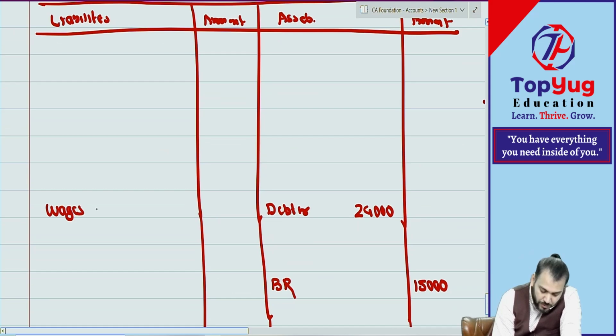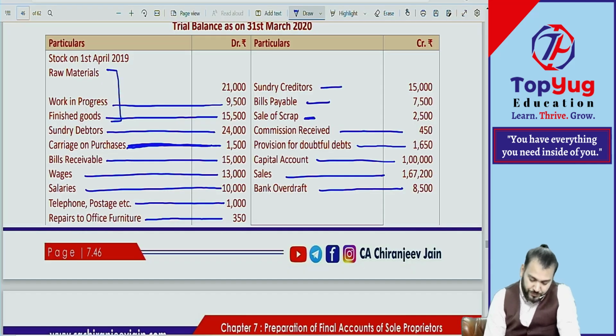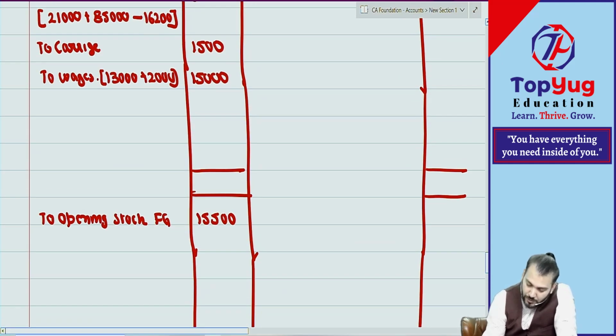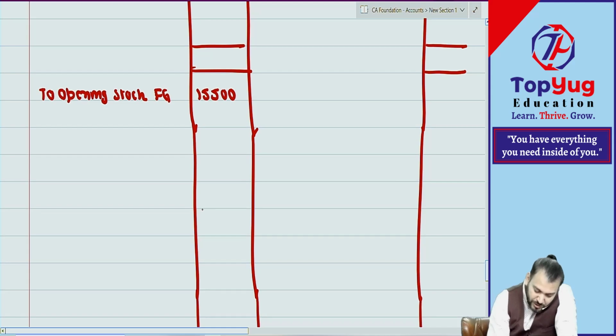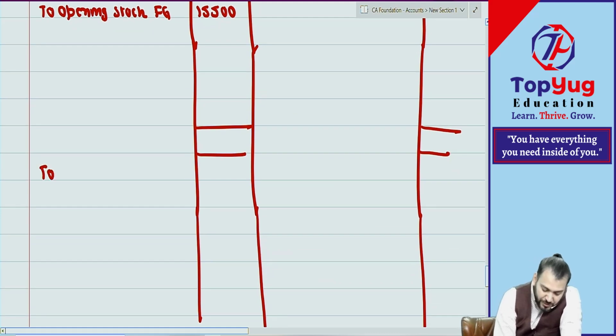Wages outstanding 2,000. Correct? Yes, sir. Then salaries. Salaries will go where? PL. So we need to first come to trading and close it. Then what? Two salaries. Adjustment is there.